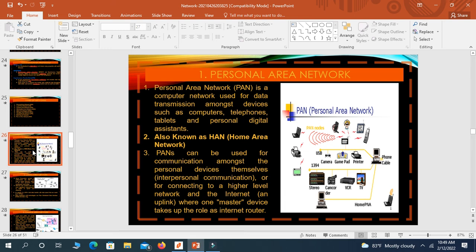So what is a personal area network? A personal area network is a computer network used for data transmission amongst devices such as computers, telephones, tablets, and personal digital assistants.